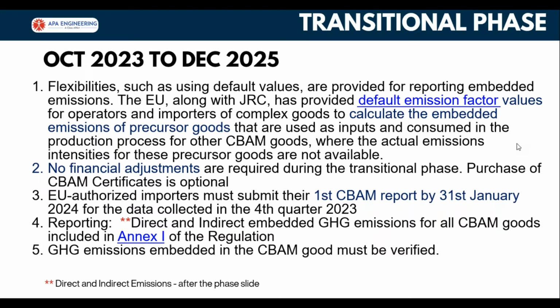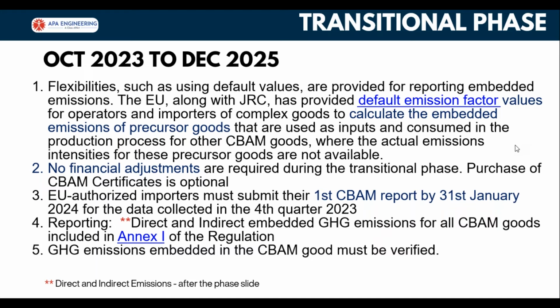The EU has come up with the default values provision along with the JRC, which will provide the default emission factor for operators and importers who can use this for complex goods, because I think many operators may not have the embedded emissions for the precursors that they are including in the production process. This is given in order to make their lives much easier. And the second thing, as said in the prior slide, we don't have any sort of financial adjustments right now. So CBAM certificates, the purchasing of the certificates, is optional.